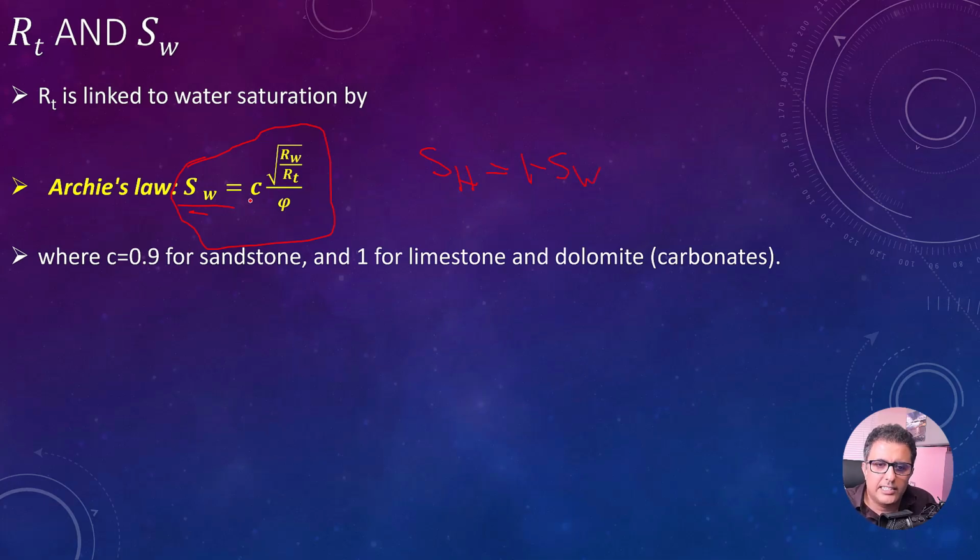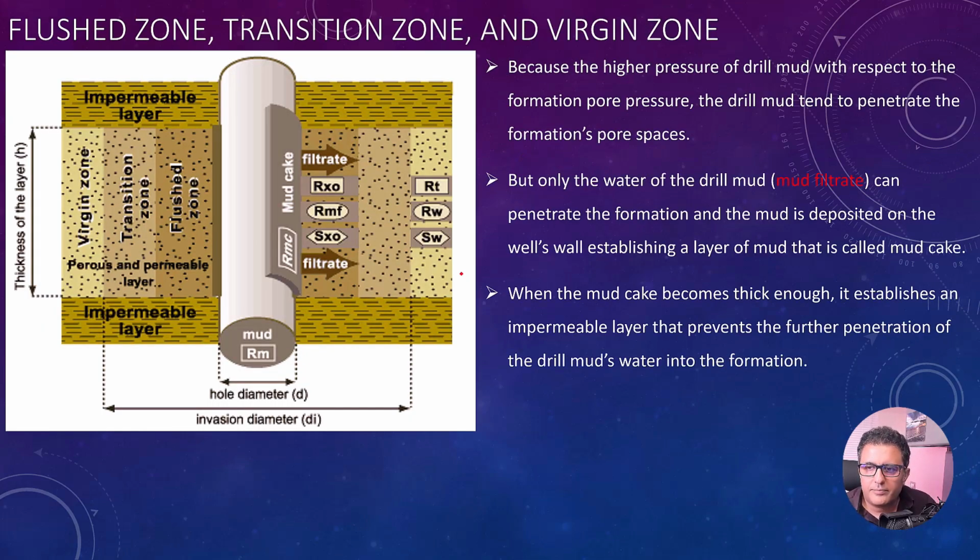And here C is a constant. For sandstone, it has a value of 0.9, and for limestone or dolomite, I mean carbonate rocks, it has a value of 5. So this equation is very important, and this is one of the two important equations that we deal with in this lecture and in this course, and you should learn it and memorize it. Okay, guys.